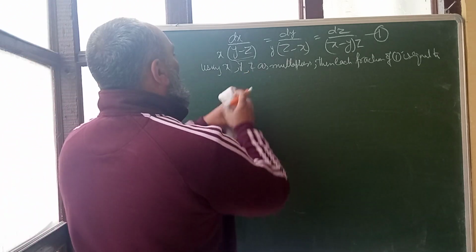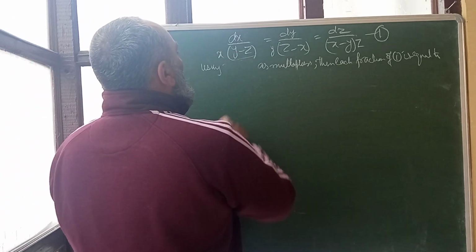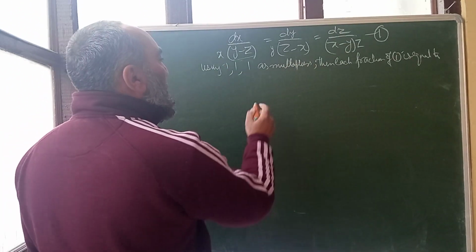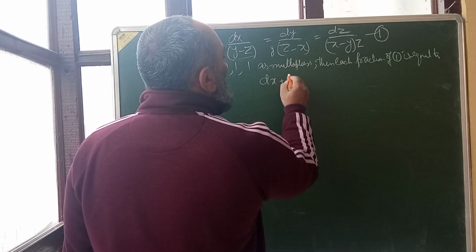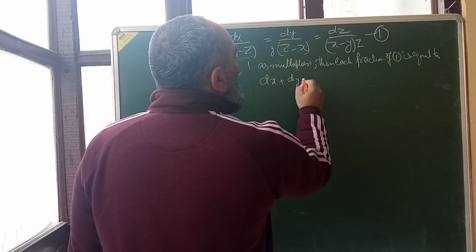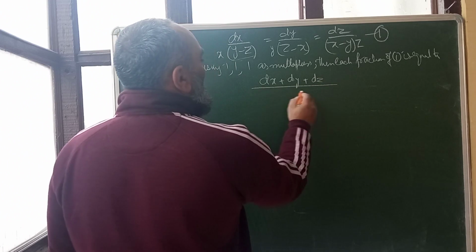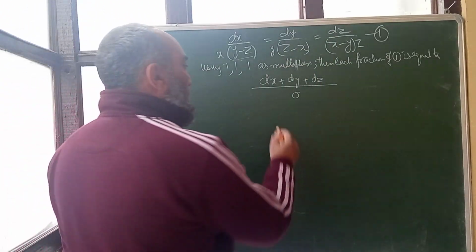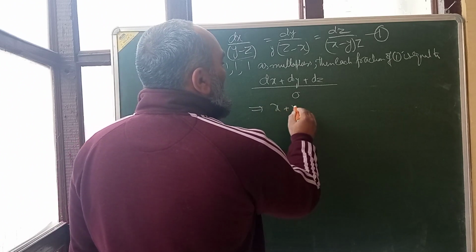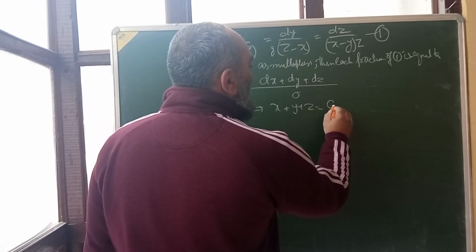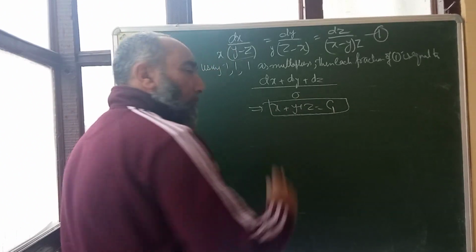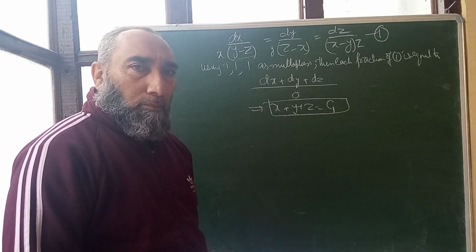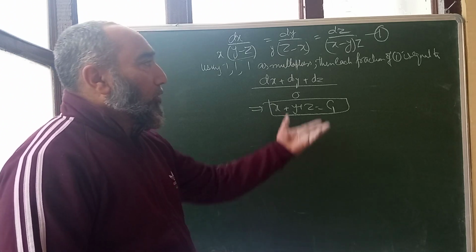Using 1, 1 and 1 as multipliers, each fraction is equal to 1 dx, 1 dy, 1 dz divided by 0. The denominator is 0, obviously, as I have shown you. This gives us x plus y plus z equals c1. This is the first solution. I have chosen 1, 1, 1. What will be another solution? Another solution is quite easy now.